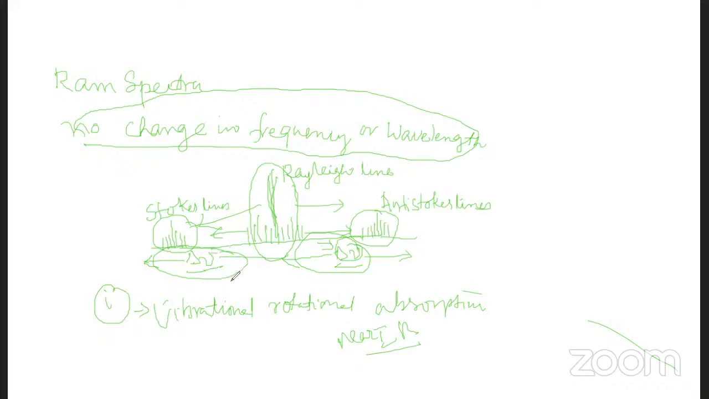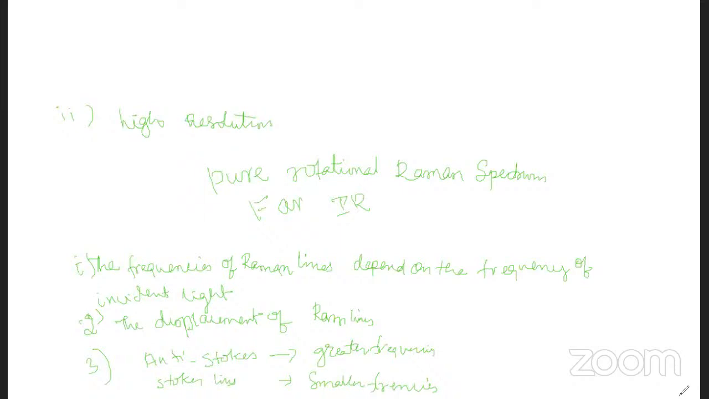So the Raman displacement delta nu agrees exactly with the wave number of the main vibrational rotational absorption. That is a vibrational rotational absorption band, which is in the region of near infrared. So this is one characteristic we have, and after that the second important characteristic is this.